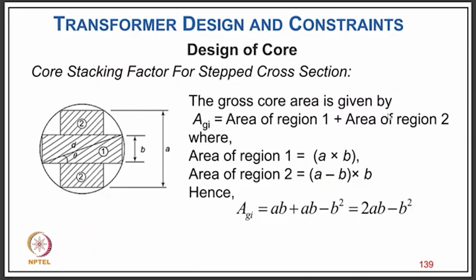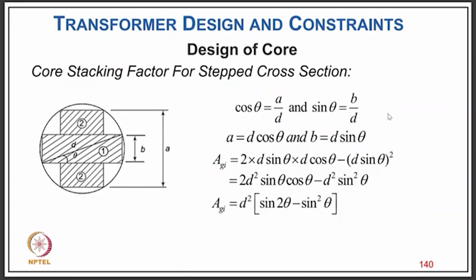Now you can call it the core stacking factor for a stepped cross section area. Why we use stepping, that will give you an idea. So we have a cross section area given by AG equal to area of region 1, as it is marked 1 in the inner portion, plus area of region 2, where area of region 1 is A into B, and area of region 2 is A minus B into B. Hence the AGI becomes AB plus AB minus B square, or it becomes 2AB minus B square.